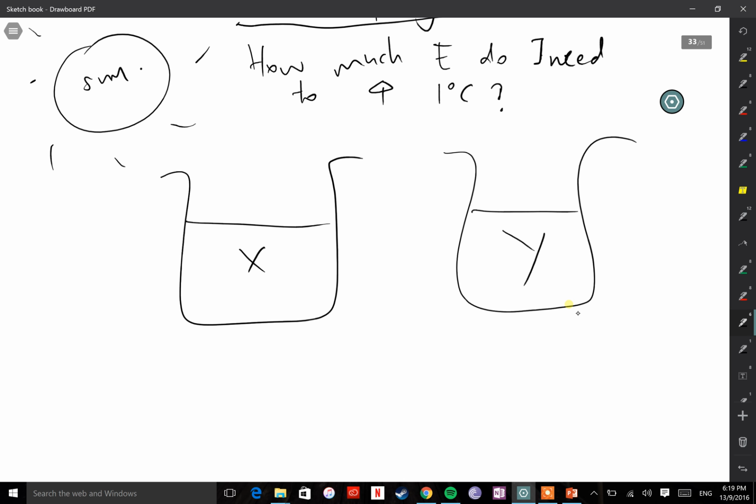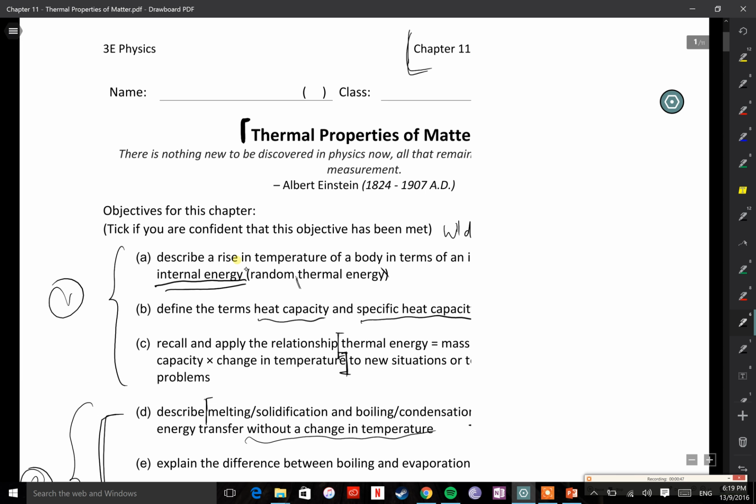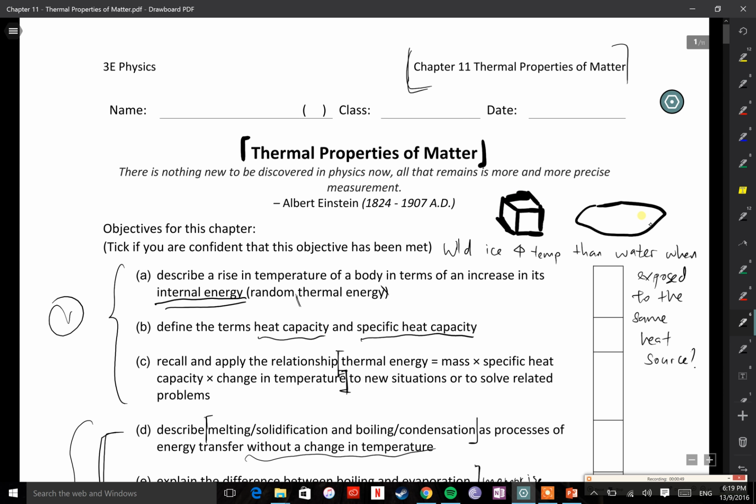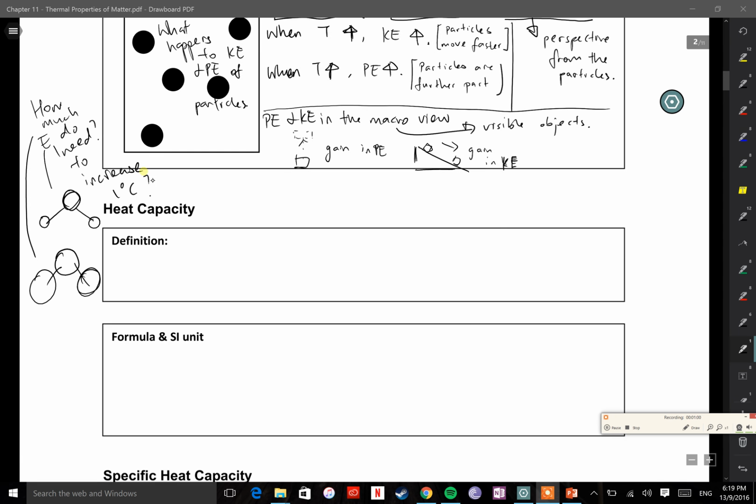That's the entire idea of heat capacity, which is similar to what I asked in the previous video before we started this chapter, regarding the ice and water. Which one will increase more when exposed to the same heat source? Which one will have a greater increase in temperature? Sorry, not increase more. So that's the idea of heat capacity.